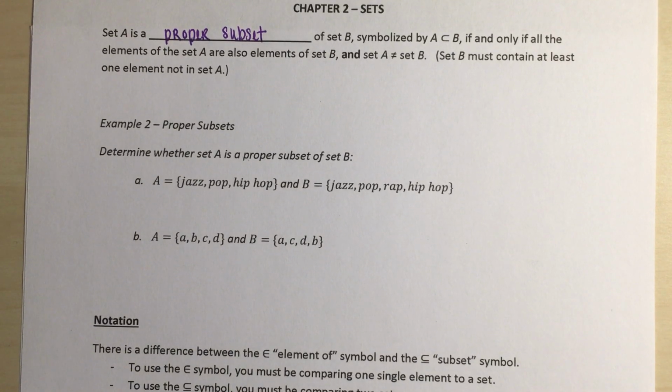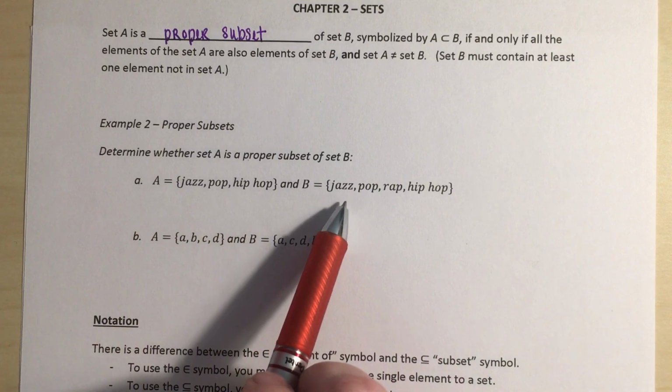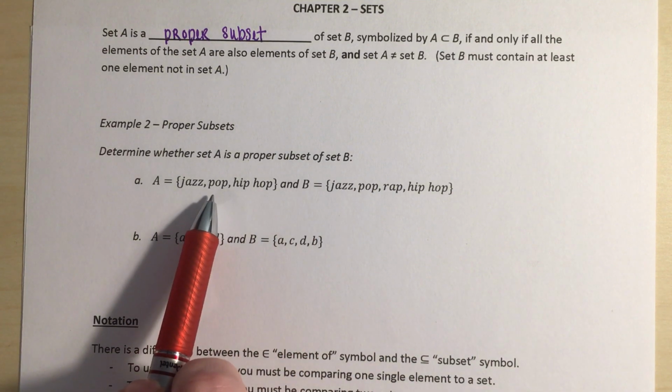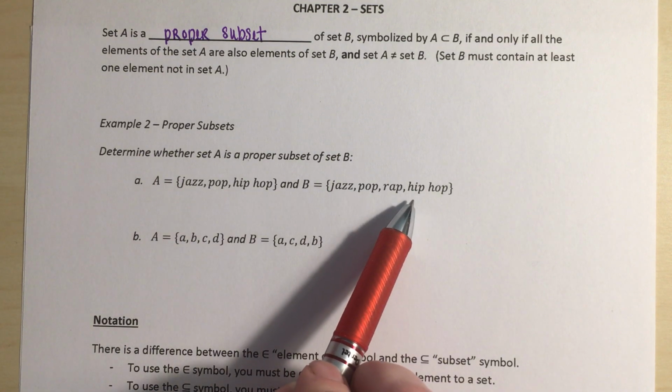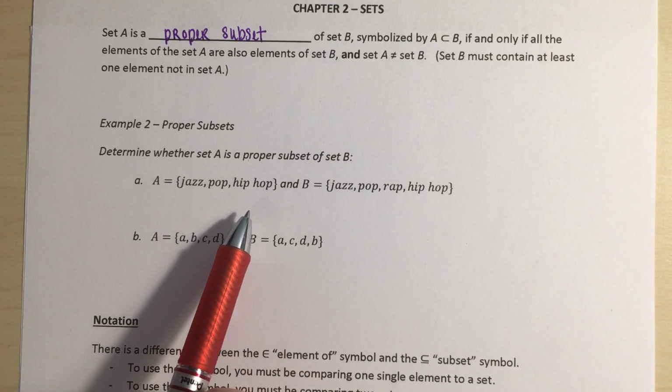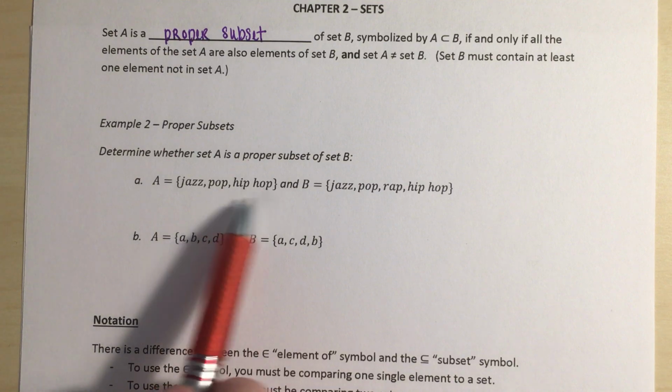All right, so we're going to go ahead and do an example using our proper subset definition. So in our proper subset definition, again, everything in A needs to be in B, but set A cannot be equal to set B. All right, so we're asked in this case, determine whether set A is a proper subset of set B. All right, so in set A we have jazz, which is also in B. We have pop, which is also in B. We have hip hop, which is also in set B. Right, and now we need to make sure that set B has something that A does not, and it does.